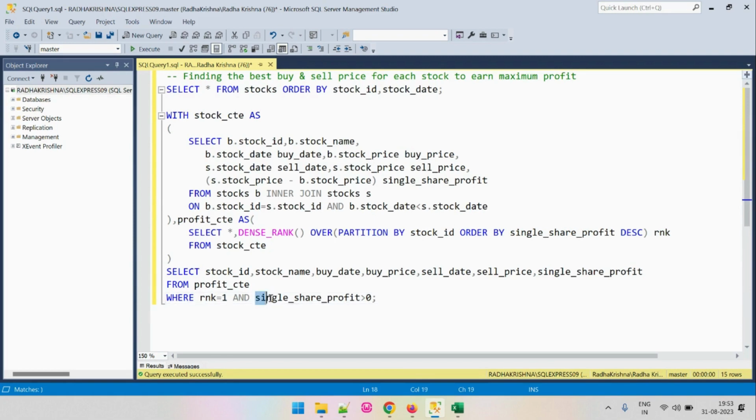In addition, we have ensured that if there is any stock which will never offer any profit, like no combination gives us any profit, we have filtered such entries using this condition. So this is the way we have solved this problem and derived the right results.